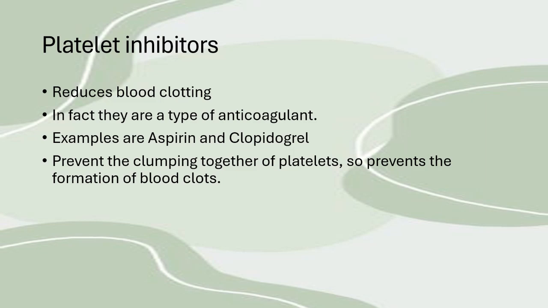So examples are aspirin and clopidogrel. You need to know these two examples because these could come up as a one marker. So yeah, keep an eye out for these two. And what does platelet inhibitors do? Just like the name tells you, it prevents the clumping together of platelets. So it prevents the formation of blood clots.